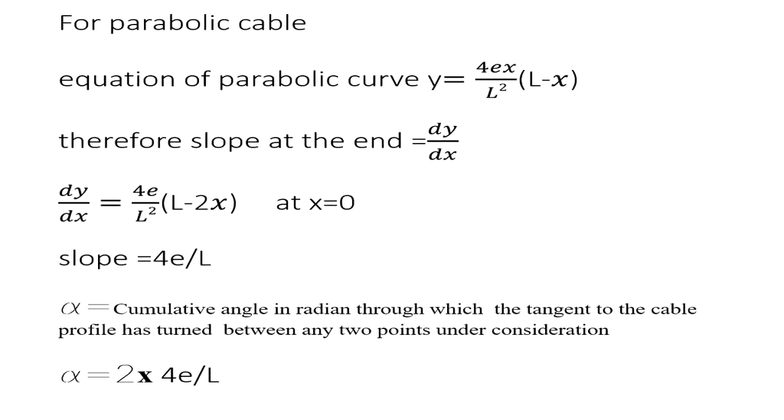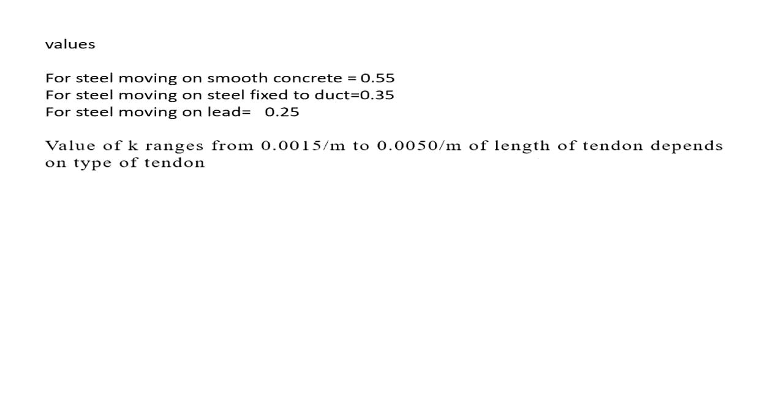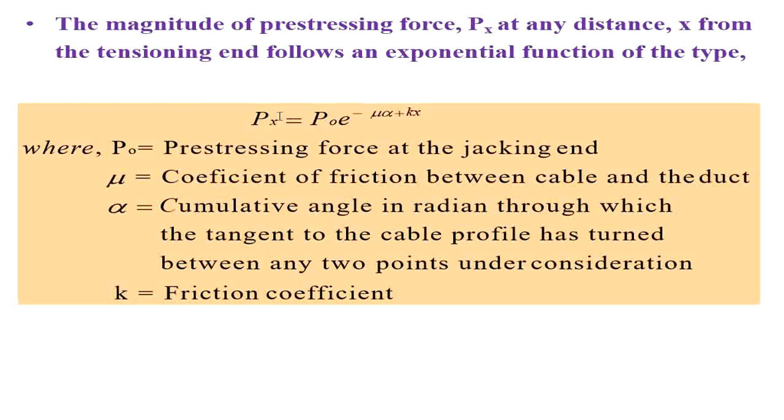So from this we can find the loss of pre-stress due to friction. We have a simple formula for that. The simple formula is Px is equal to P naught into e raised to minus mu into alpha plus kx.